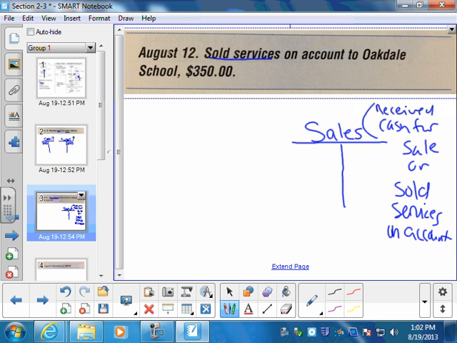Okay, so sold services on account to Oakdale School. So we didn't get any cash. So Oakdale School is going to owe us some money. So we had sales, and if someone owes us money, it's an account receivable. So we have Oakdale School.